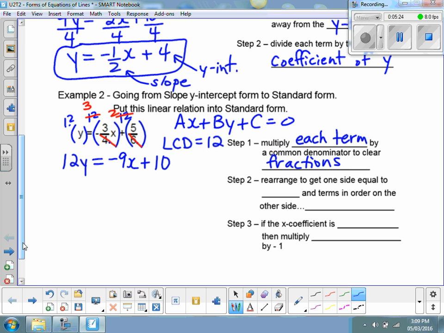Okay, now I need to rearrange to get one side equal to 0. Okay, because that's what we want to do for standard form. And the terms in order on the other side. So the x term comes first, then the y, then the constant term.